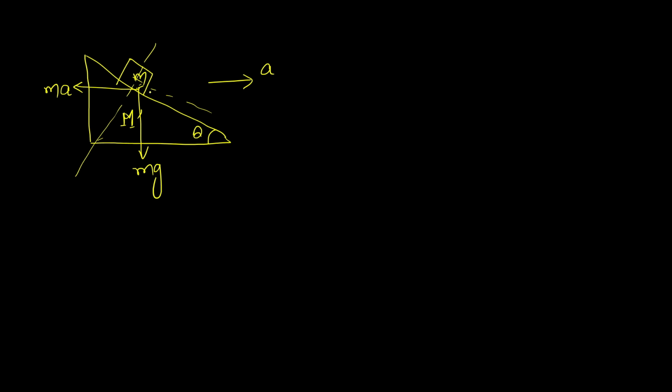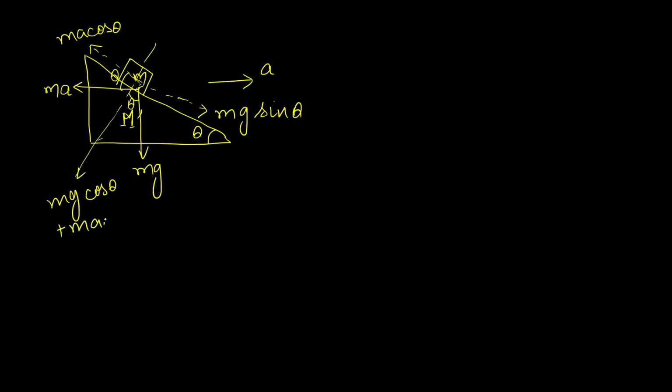So this is theta, this is 90 minus theta, this will be theta, and this will be theta. Okay, so here it will be ma cos theta, and here it will be mg sin theta, and here it will be mg cos theta plus ma sin theta, and here it will be the normal reaction. Perpendicular to the inclined plane, we don't have anything to do with the forces and the equation, but let me write N equals mg cos theta plus ma sin theta.